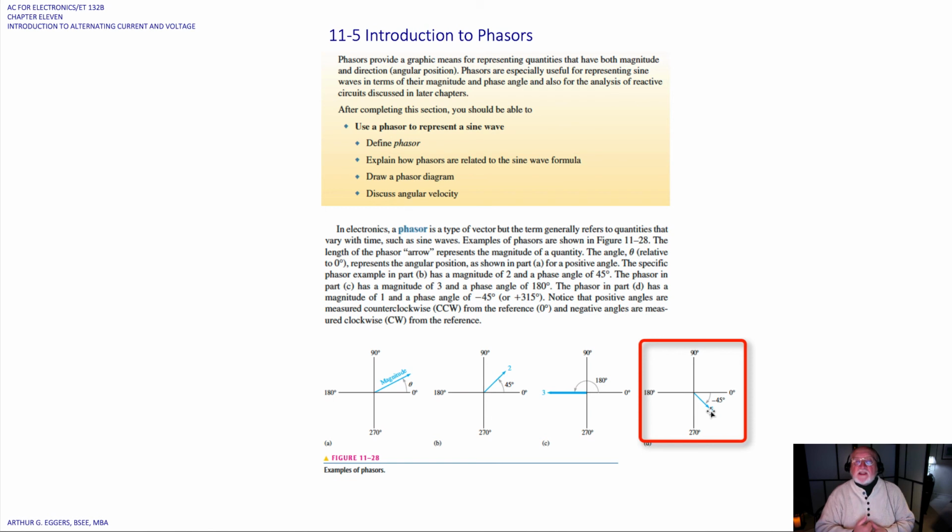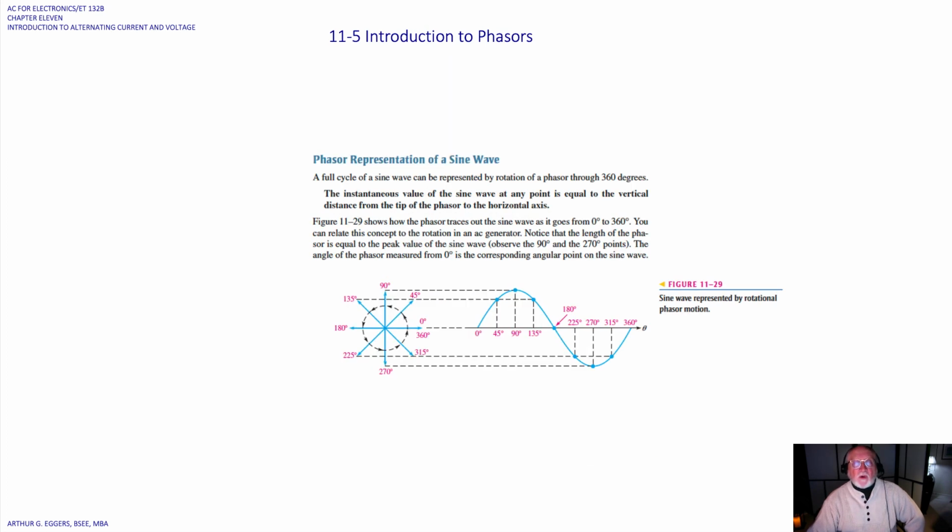Notice that positive angles are measured counterclockwise, or CCW, from the reference, and negative angles are measured clockwise from the reference. This is getting us set up to understand what a phasor is, what it looks like on graph paper, what it looks like in the phasor diagram, and how we handle the magnitude and the direction, or the angle. When we come back, we're going to take a look at the phasor representation of a sine wave.